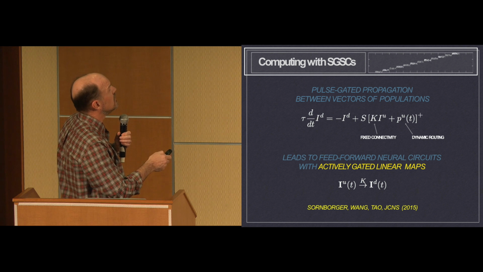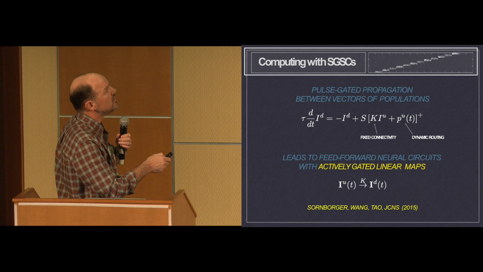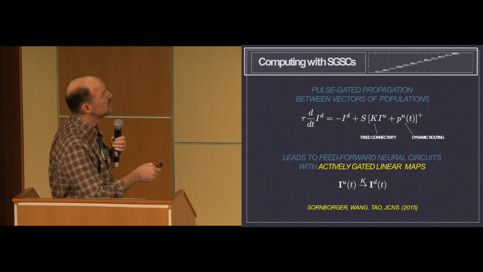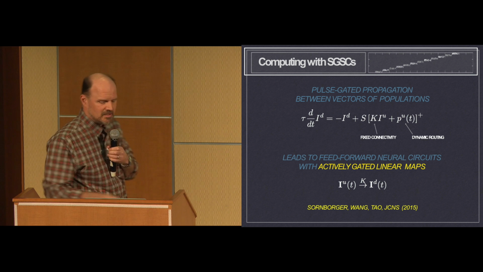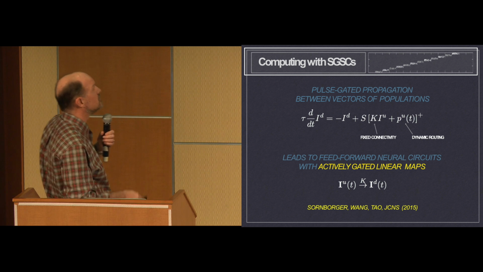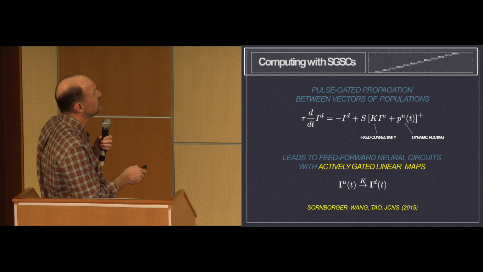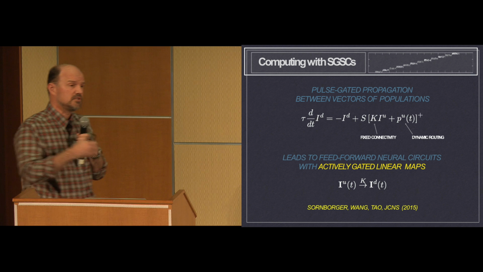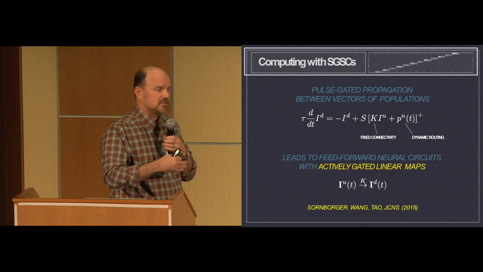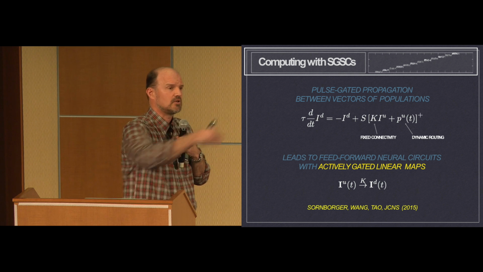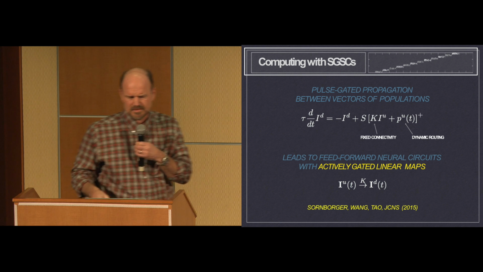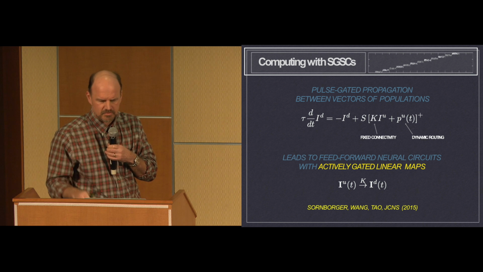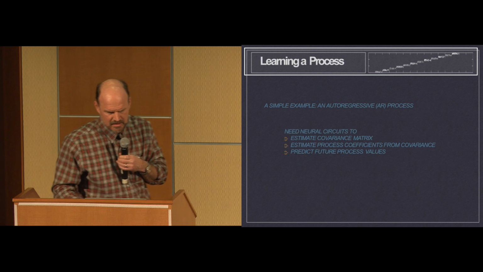And so here's our connectivity matrix. And then the pulse gating, which now gets generalized to a vector of pulses, allows you to dynamically route information through your system. So you have the concept of pulse-gated or actively gated linear maps, where, using the pulses, you can instantiate a linear map and also determine downstream flow of the information through the circuit.